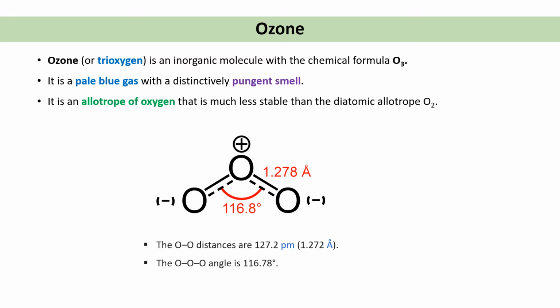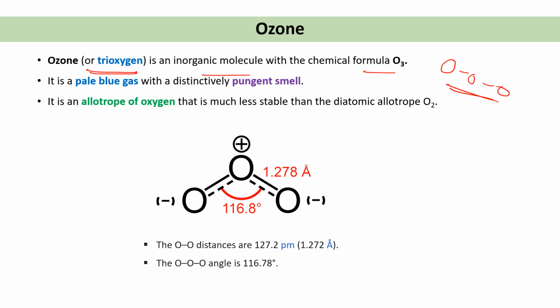First of all, ozone. So what is ozone? Ozone is also known as trioxygen. It is an inorganic molecule having the chemical formula O3. So there are three atoms of oxygen in the ozone.